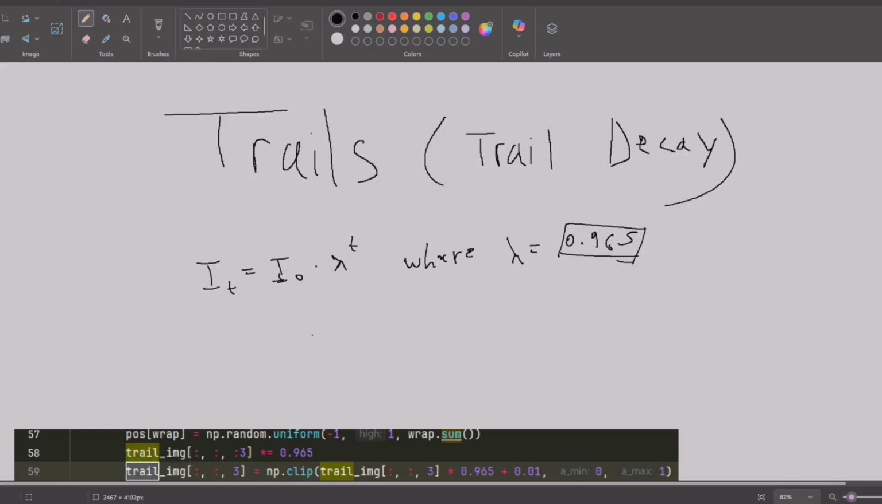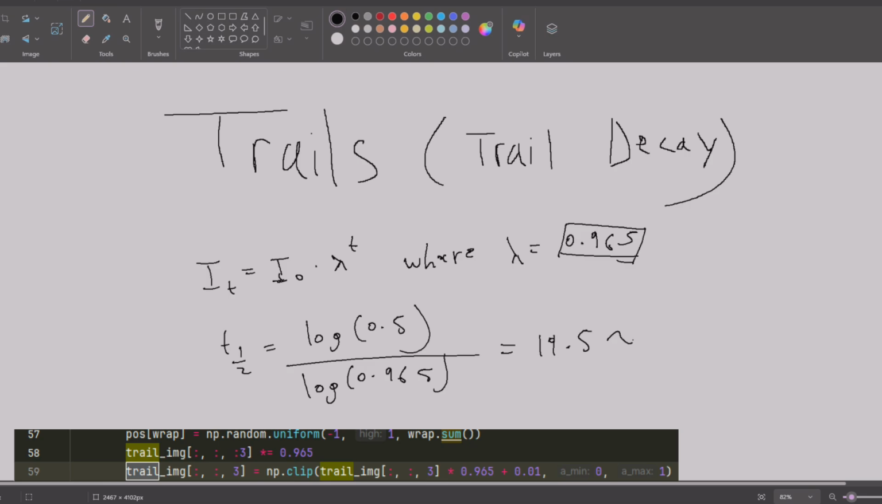So that means each frame every pixel's brightness is going to be multiplied by 0.965. After the t frames, it's going to be 0.965 to the power of t. And the half-life for that is just going to be the time to reach half brightness. So we can set that equation to be t of 1/2 is equal to the log of 0.5 divided by the log of 0.965, which translates to 19.5. So basically just 20 frames.